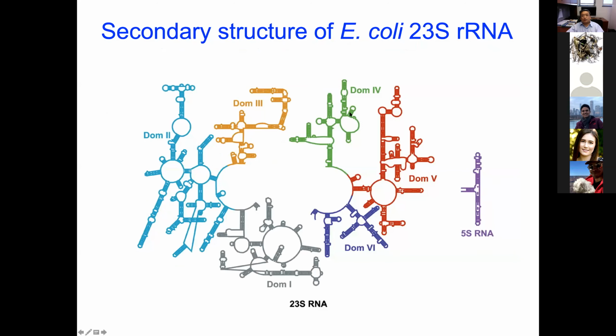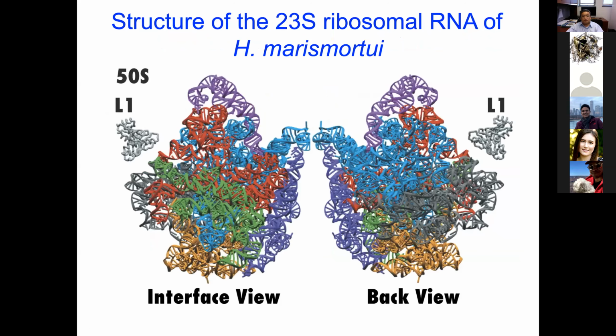So here I'm showing the secondary structure of the 23S ribosomal RNA again, and you see it forms multiple domains, mostly by base pairing in that single RNA molecule.